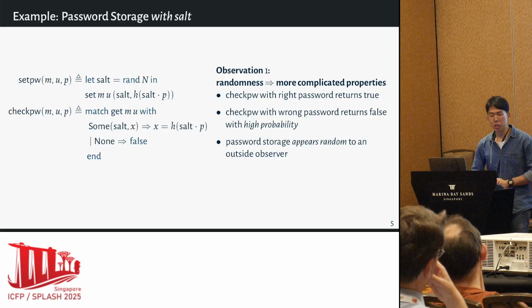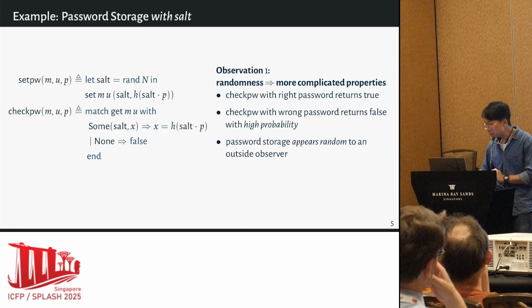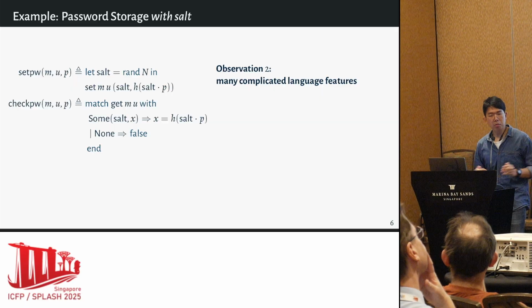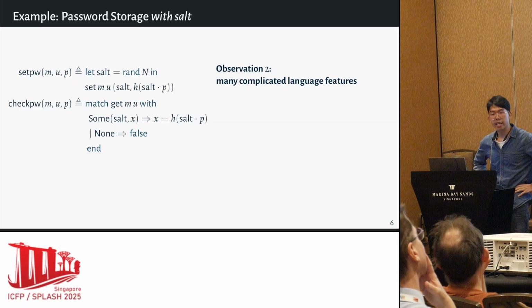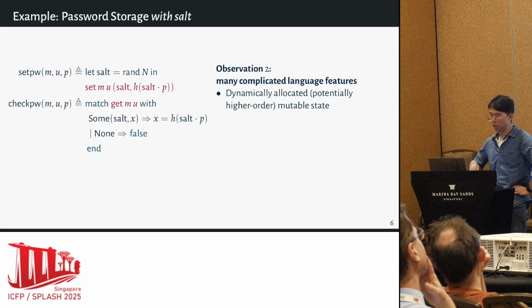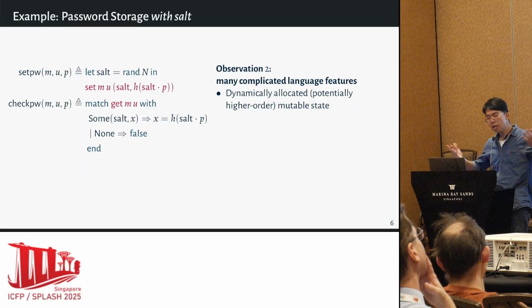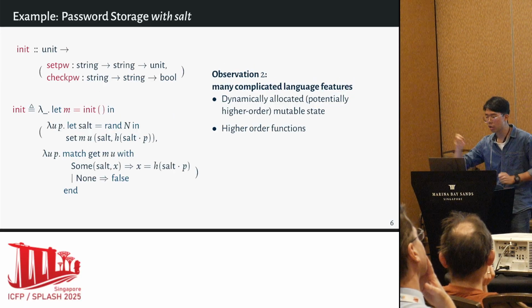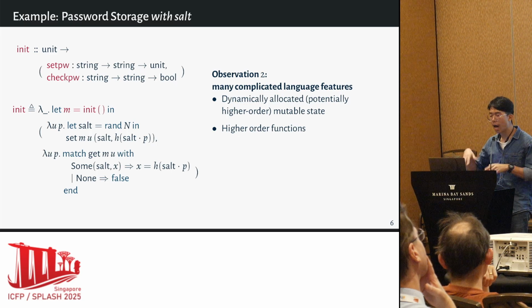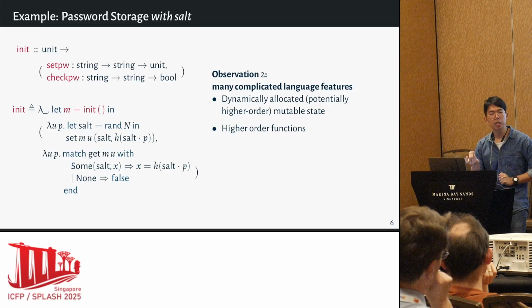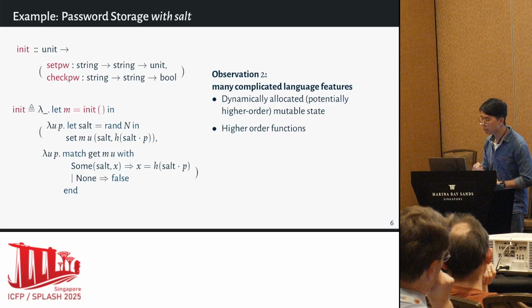The second challenge with verifying real-world security-related programs is that the programs actually use quite a lot of complicated language features. Right off the bat, we can see the use of dynamically allocated mutable state for the mutable map. I can rewrite this function. If I don't want to expose the map to the user, I can try and encapsulate it and hide it within two higher order functions. And in this case, I will need to be able to support and reason about higher order functions.